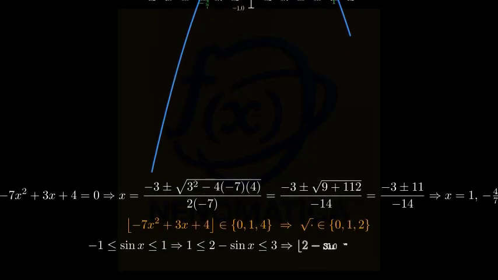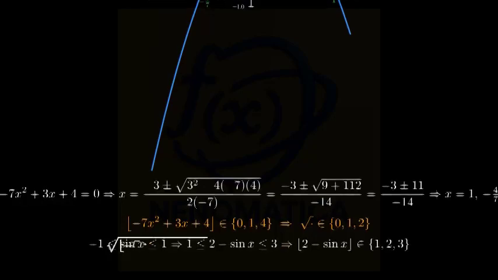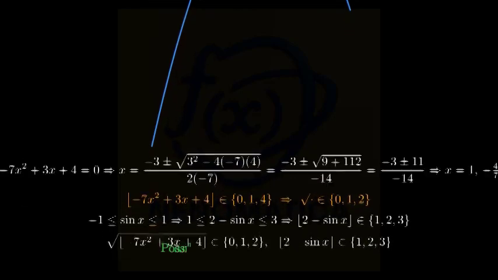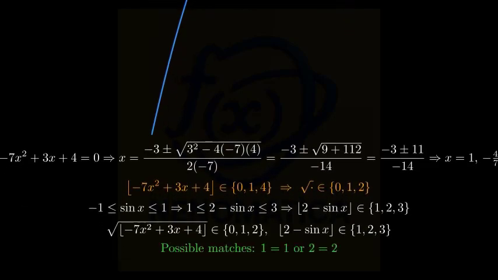Step 2, right side analysis. Since sine of x is between negative 1 and 1, 2 minus sine x ranges between 1 and 3. Therefore, the floor of 2 minus sine x is 1, 2, or 3. Combining with the left side, which can be 0, 1, or 2, the only possible equalities are 1 equals 1 and 2 equals 2. The value 0 cannot equal the right side, and the value 3 cannot match the left side.